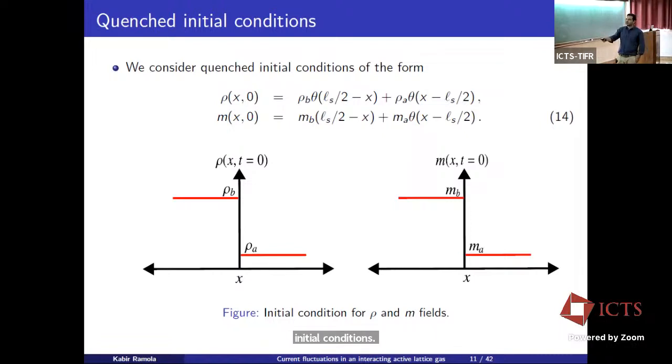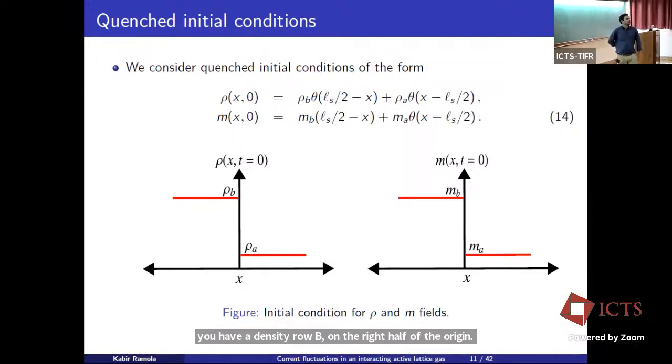On the left half of the origin, you have a density rho b. On the right half of the origin, you have a density rho a. And similarly, you can have unequal boundary conditions for the matter.